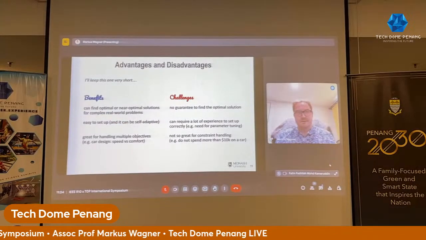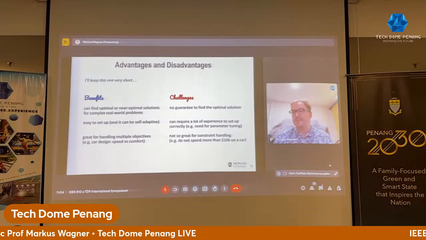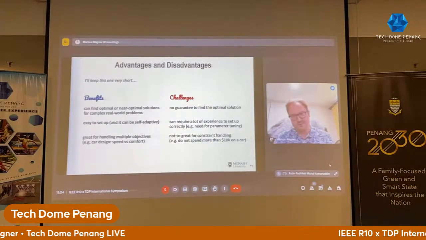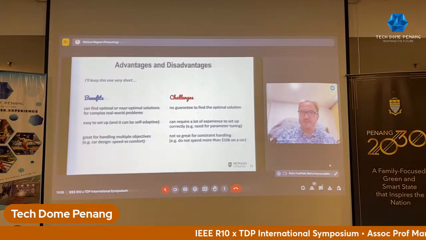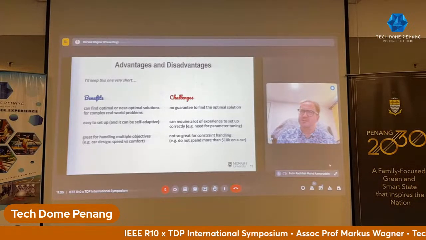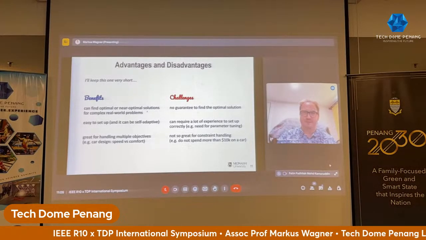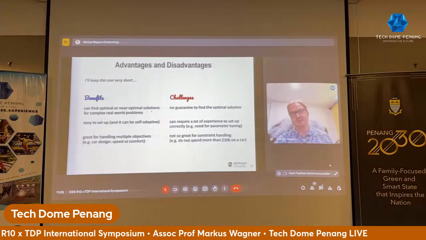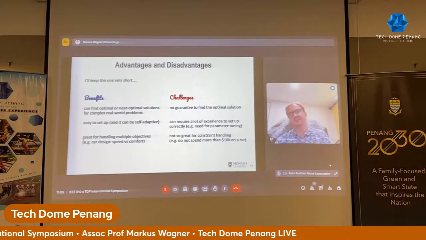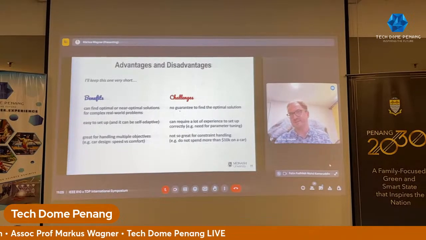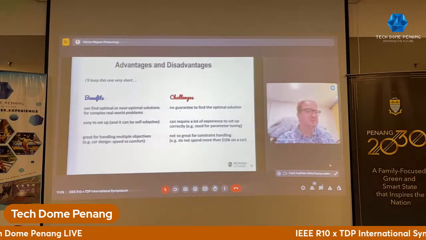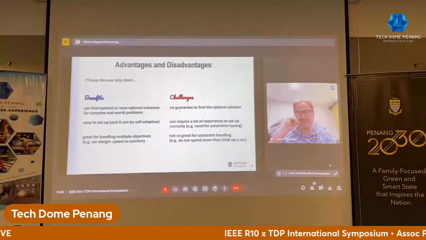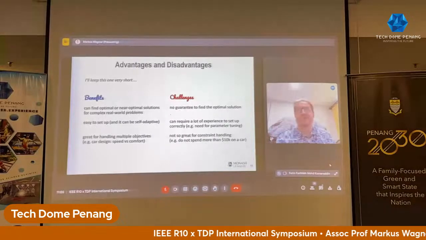Advantages and disadvantages of evolutionary computation and swarm intelligence, I will keep this extremely short. One big advantage is they can sometimes find optimal or nearly optimal, so really good solutions for complex real-world problems. But the disadvantage is that there's no guarantee that they find actually optimal solutions. They will find some solutions, but typically you simply have no idea how far away you are from the optimal. Just something to keep in mind.